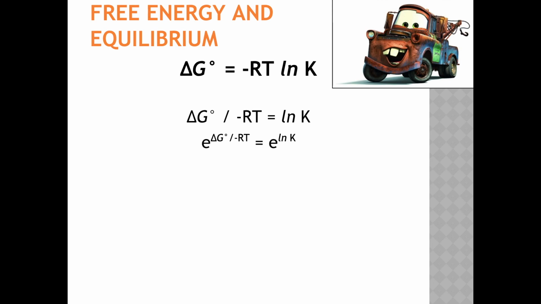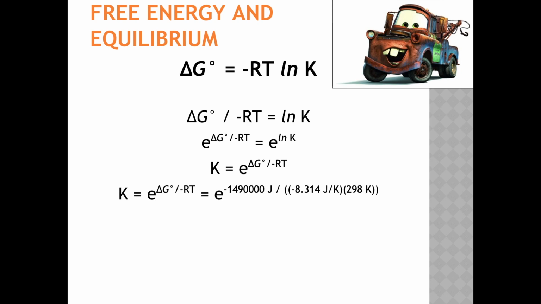Taking e and raising it to both sides of the equation will let us solve for K, giving us K is equal to e raised to the negative delta G divided by R and by T. Substituting the delta G, R, and T from the previous slide will show us that K, the equilibrium constant, is equal to e to the 601st power. That's approximately 10 to the 261st power.